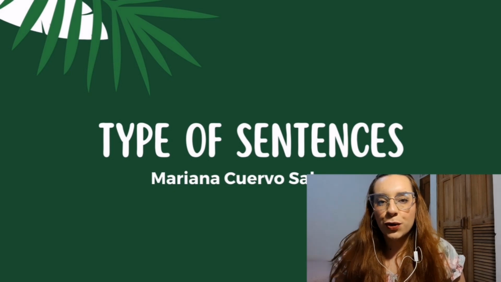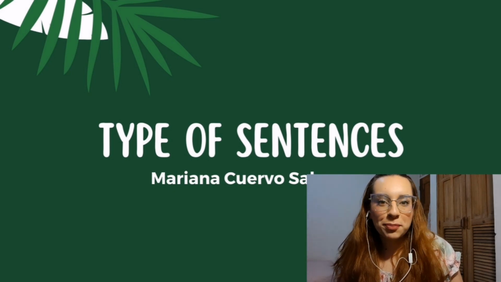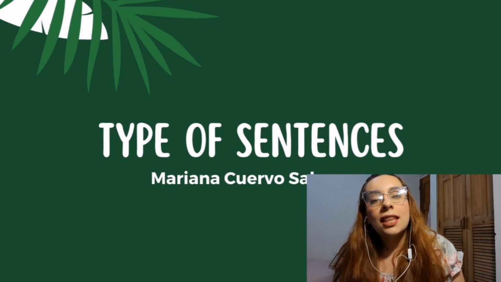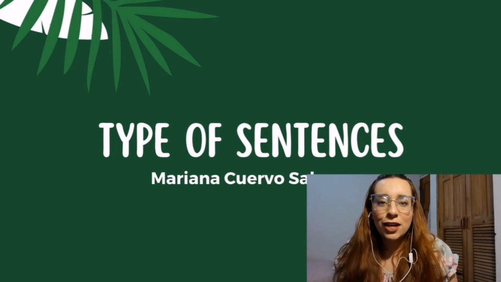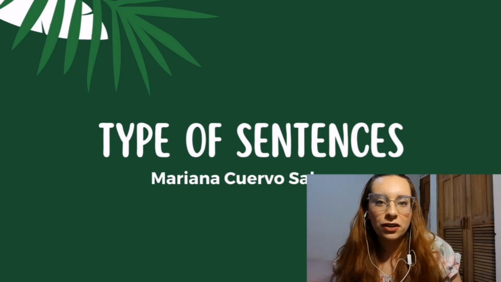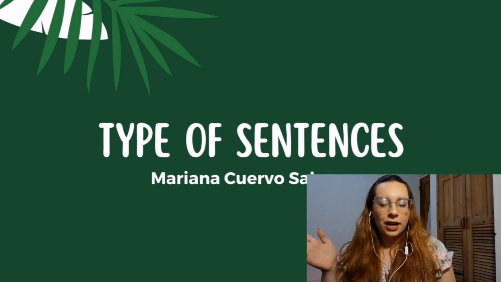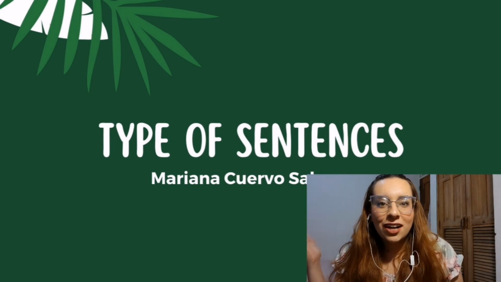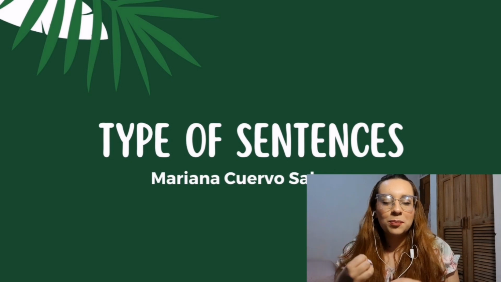Today I'm going to show you a class related to types of sentences in English. The idea of this class is to be taught to little kids from 10 to 12 years old, around the 5th grade. So let's just start. We are going to talk about the simple, complex and compound sentences in English.